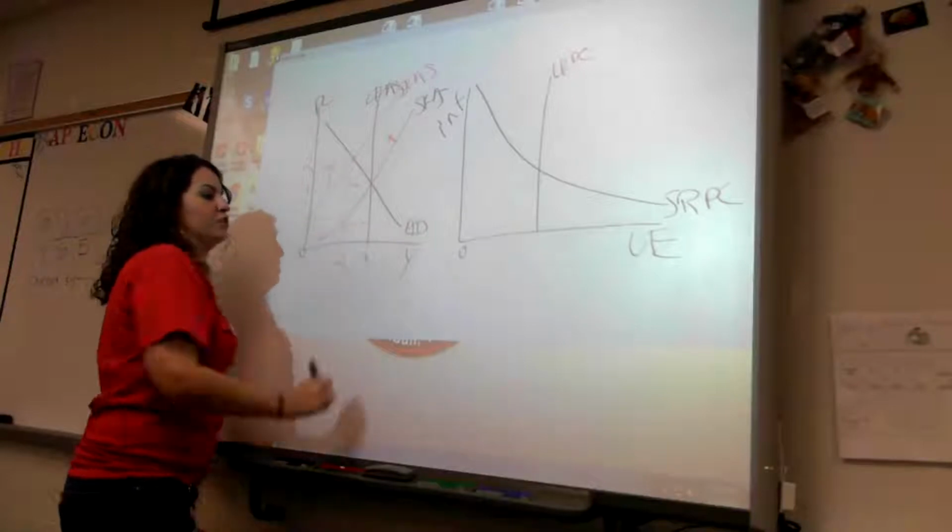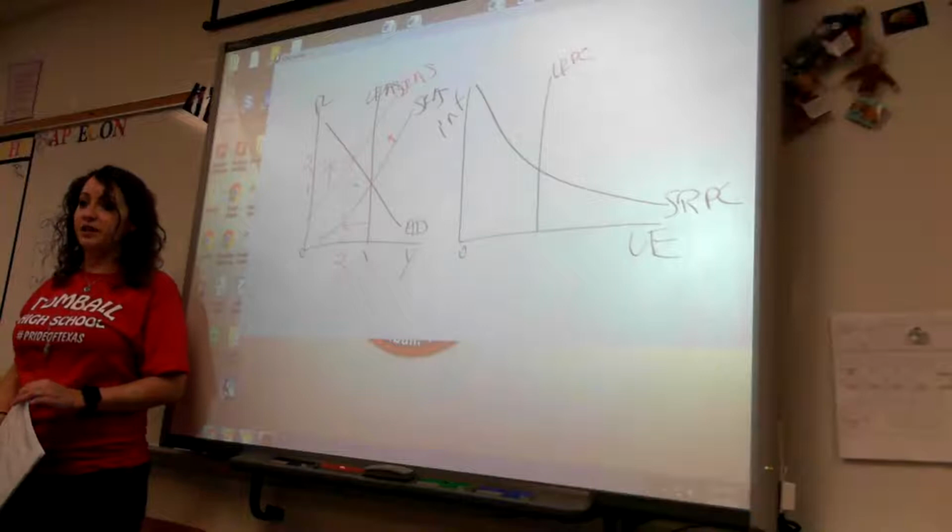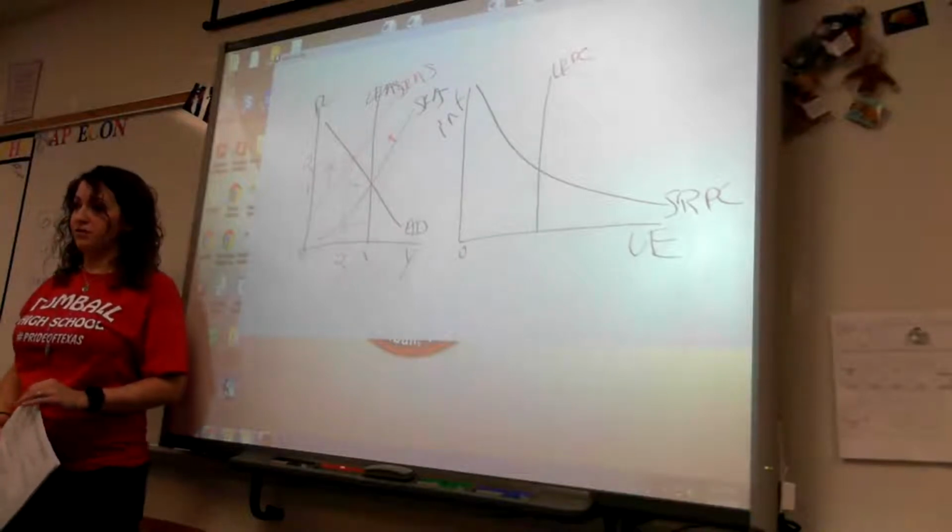Prices go up. GDP falls. Stagflation. Stagflation. What does stagflation look like on a Phillips curve?